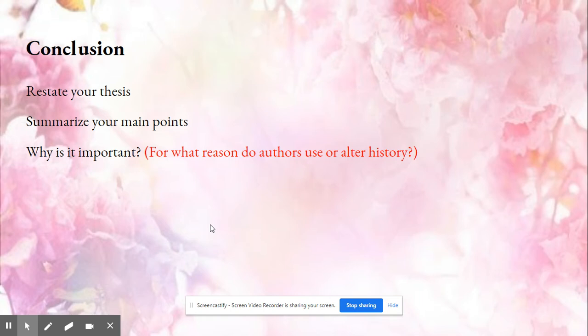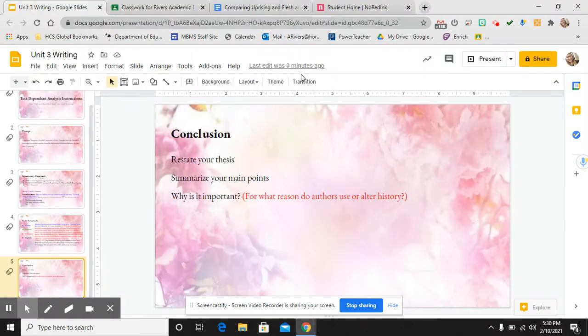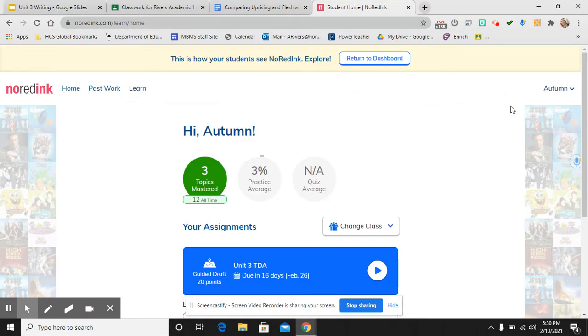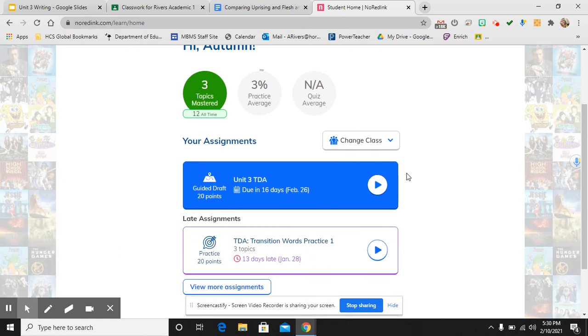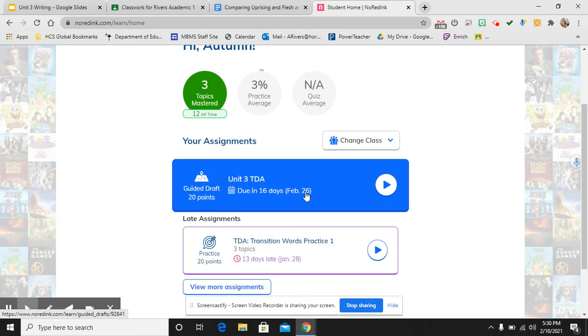Now, one thing that I want to make very clear is where you are going to be typing this paper. Once you go into NoRedInk, you are going to see where you have an assignment that says Unit 3 TDA. It's due on February 26th, and I did not select this assignment to allow late submissions. If you're going to turn it in late, you're going to have to email it to me. I will not be accepting it in NoRedInk after this time. February 26th will be the deadline.